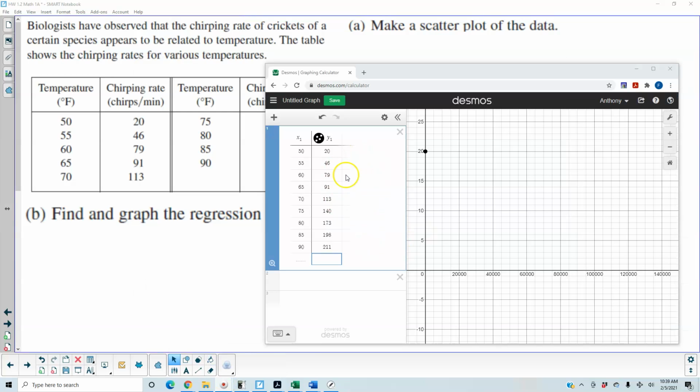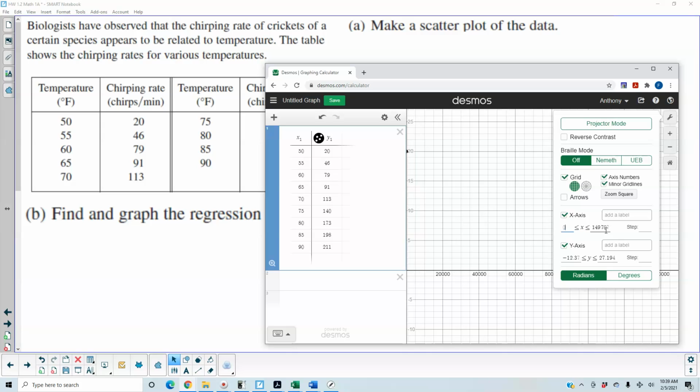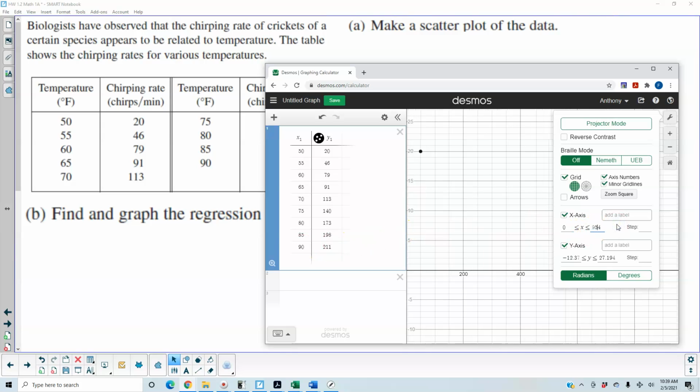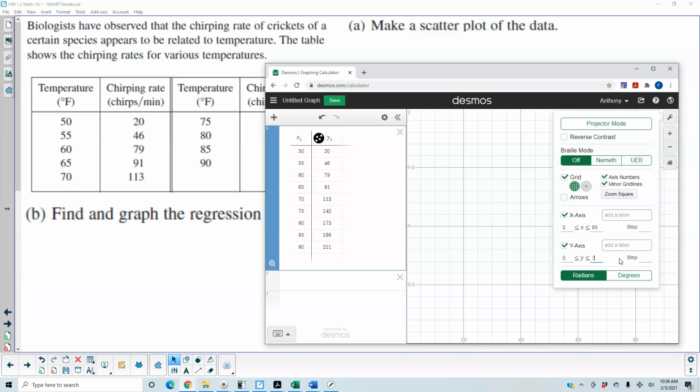Okay, so now that I have my data in here, I want to look at my viewing rectangle so I can see it. So I'm going to click here. For my X values, I'm going to go from 0. The largest goes to 90, so we're going to put, let's say, 95. And for our Y values, we're going to go from 0 to, let's say, 230.